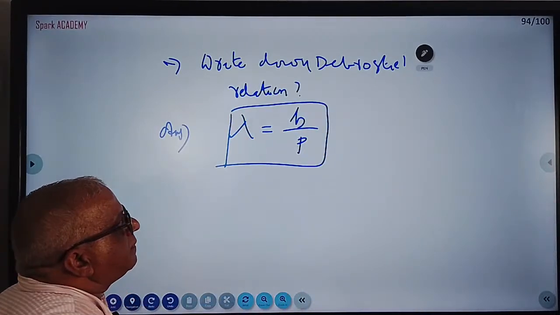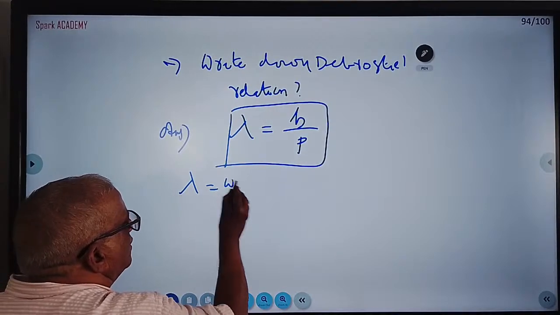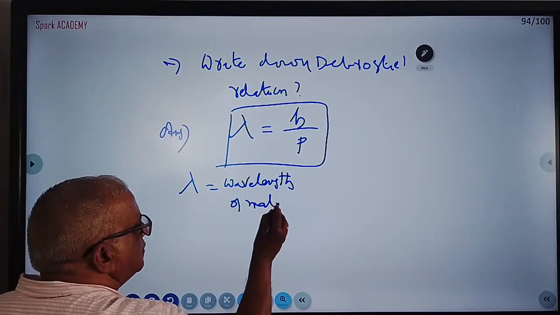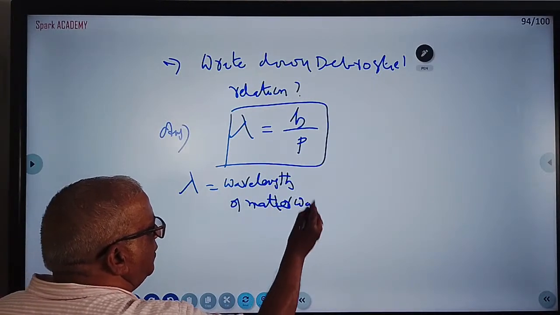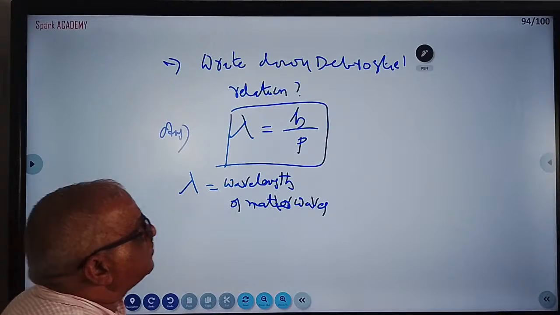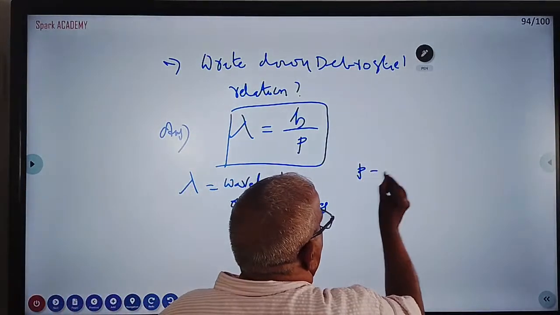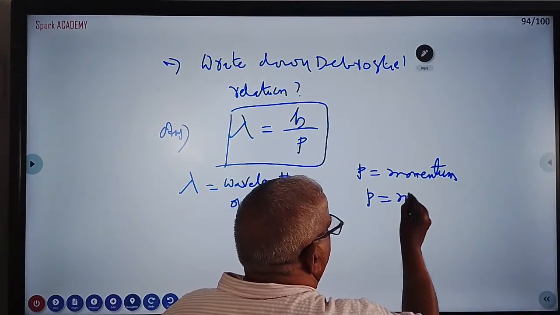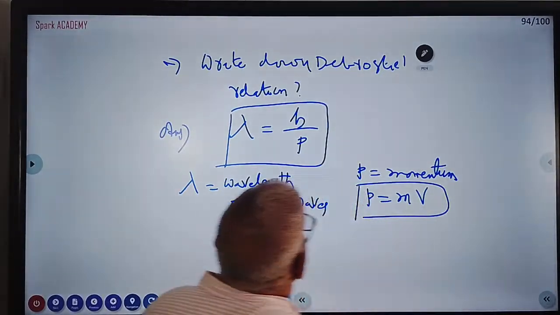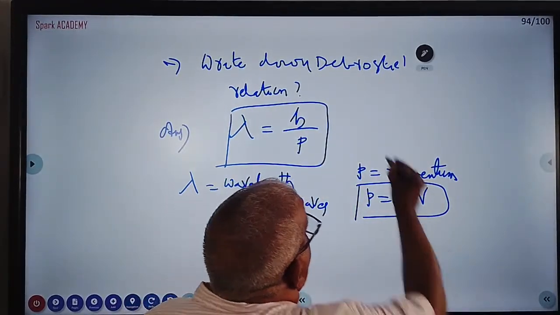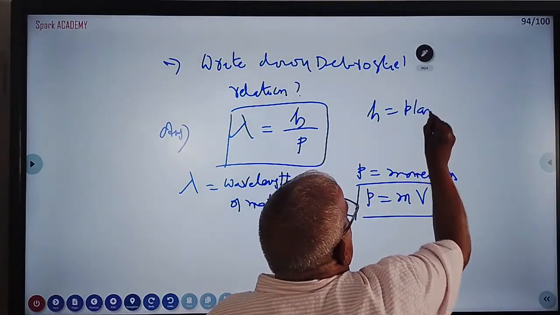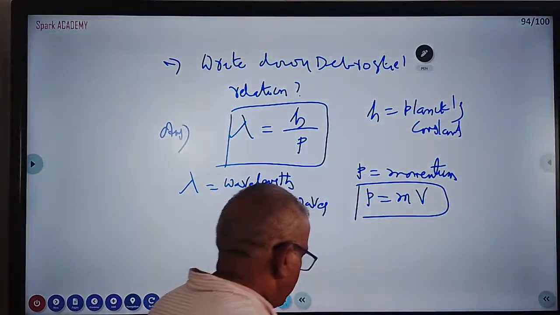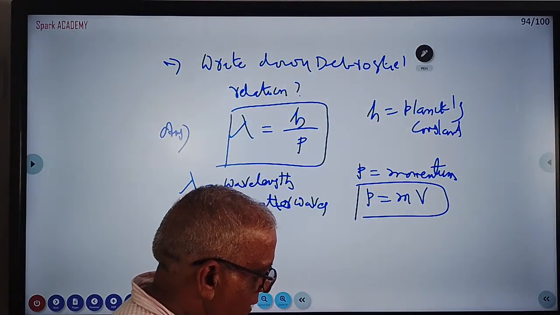De Broglie's equation: lambda is the wavelength of matter waves, of material particles. Matter waves means particles in motion produce waves. p means momentum of the particle. Momentum means mv, m is mass, v is velocity. h means Planck's constant, already you know. This is called de Broglie's relation: lambda is equal to h by p.